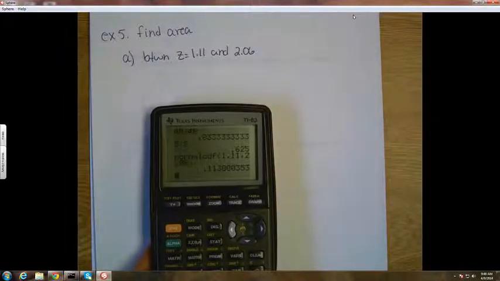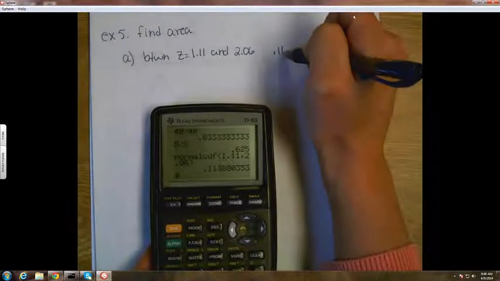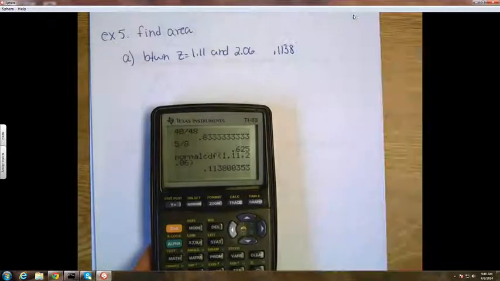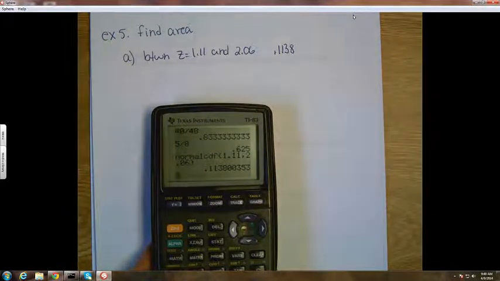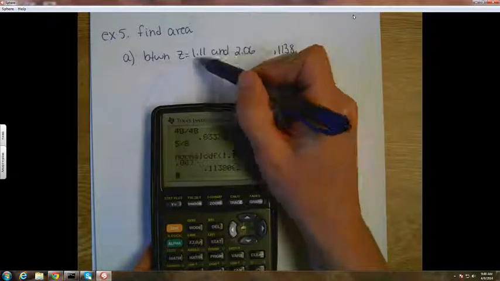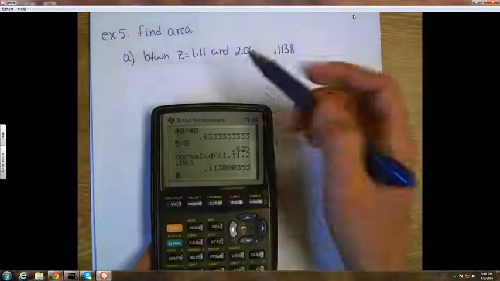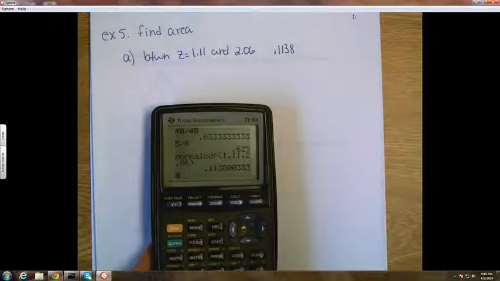How close was it to the one we got before? 1138, so we're good out to 4 places? Okay. Iris, any luck? Now it's your left z-score, and on a number line, 1.11 would be to the left, so 1.11, comma 2.06. Oh yeah, the newer operating systems are slightly different.